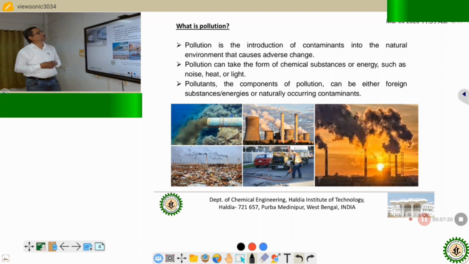Then pollutants, the components of pollution, can be either foreign substances or even energies or naturally occurring contaminants. Okay. So we use heat energy for a thermal power plant or even an atomic power plant. There we are disposing of water at very high temperatures. So if hot water is disposed into the aquatic environment, the life will be in danger, and in that case the temperature or heat energy of that wastewater is causing pollution.